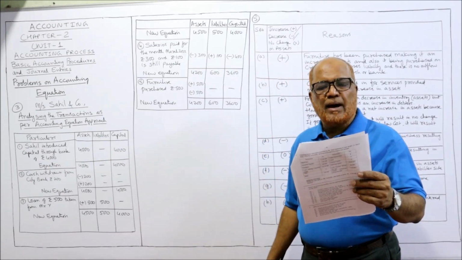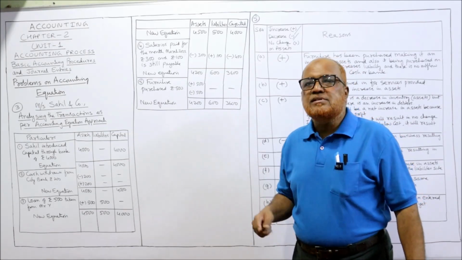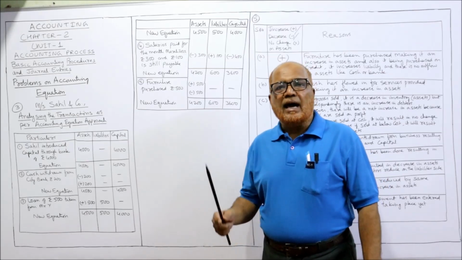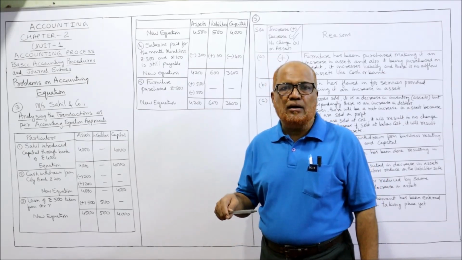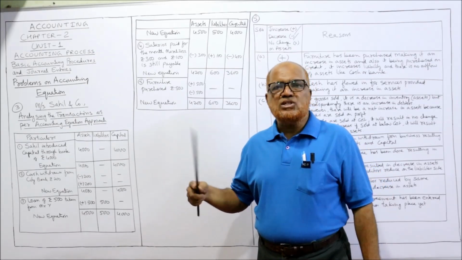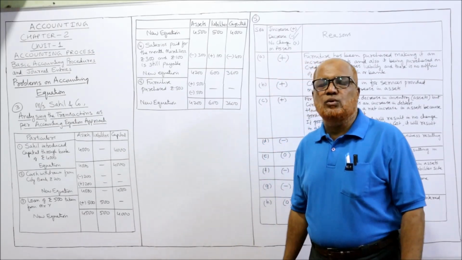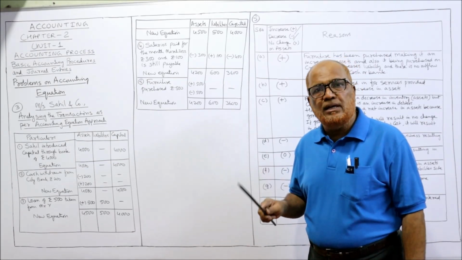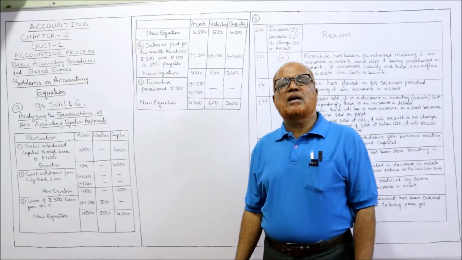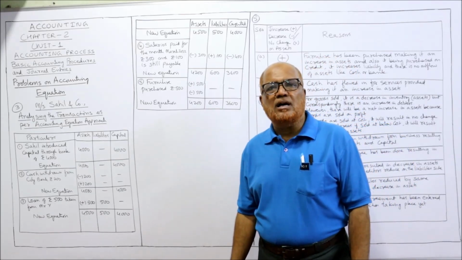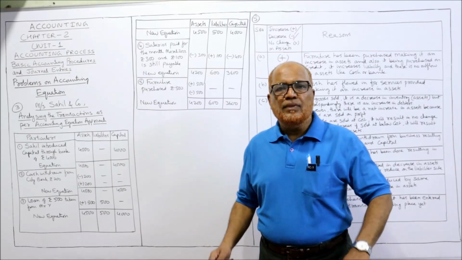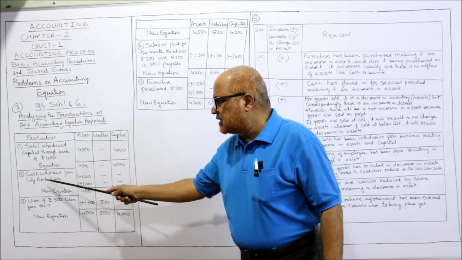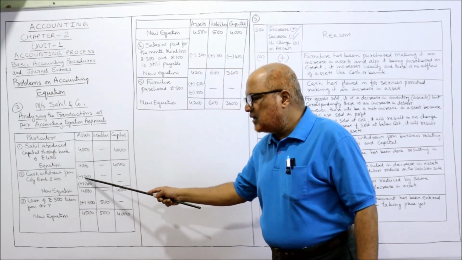Now second, cash withdrawn from the City Bank, rupees 200. Sahil has withdrawn the cash from the bank for office use. So cash at bank and cash in hand, both are assets. When cash is withdrawn from the bank for office use, the cash balance will increase and the bank balance will decrease. In other words, one asset increases, the other asset decreases. The total assets will remain the same. So here, cash withdrawn from City Bank rupees 200, so minus 200.